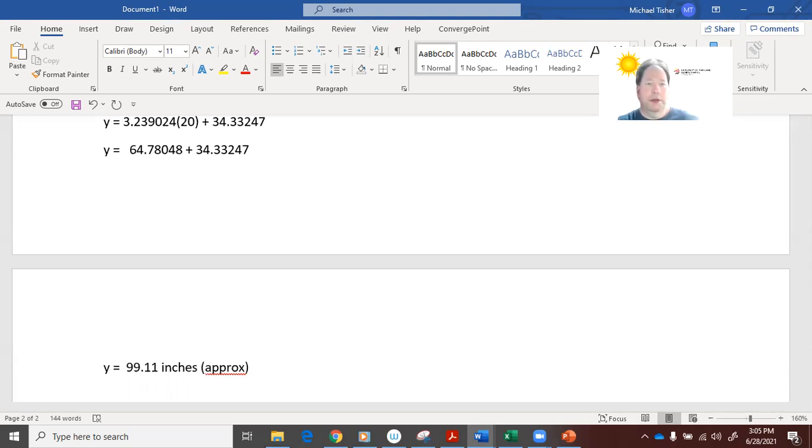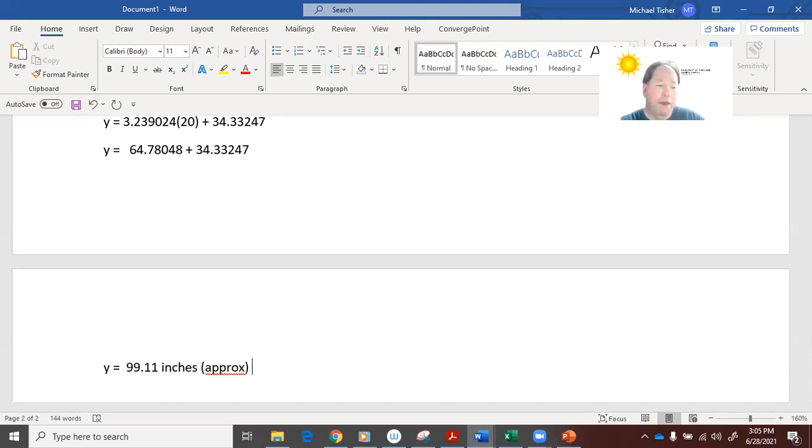Okay, so that's how to use the regression equation to make a prediction. Now, with all that, we can try to think about how to answer the question, how good are these predictions? So if we were to see a person with 20 inches, for example, how often could this 99.11 inches come up? Would it come up often or less often? Is this a good prediction?